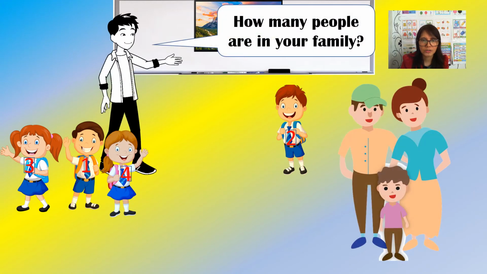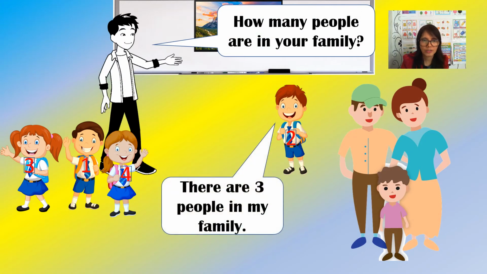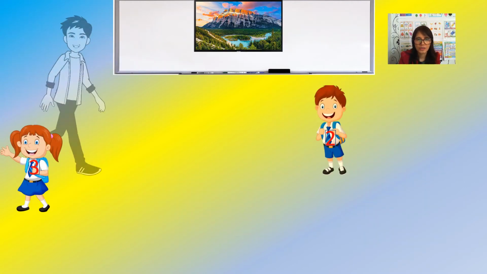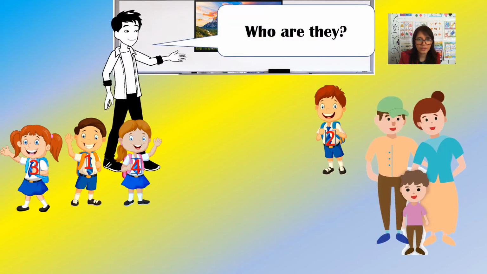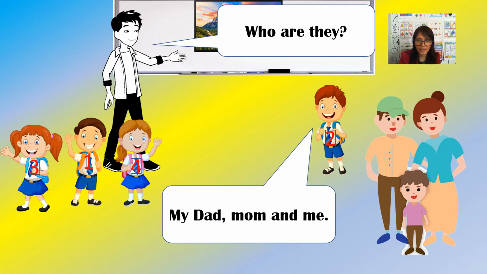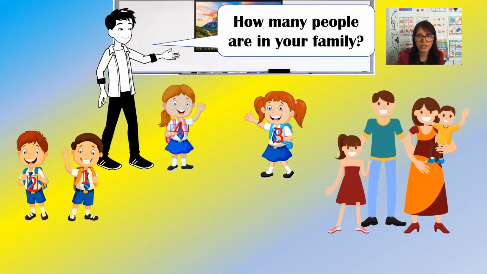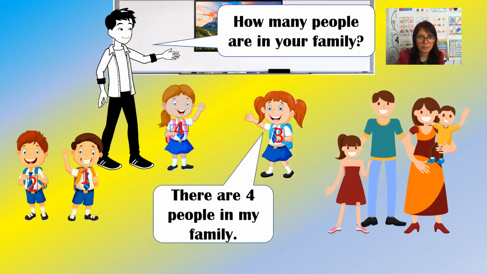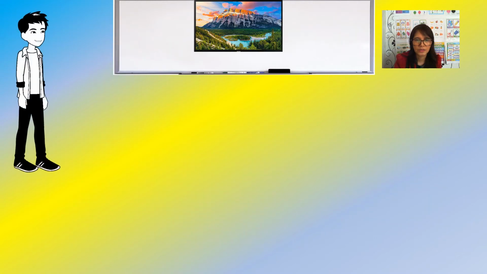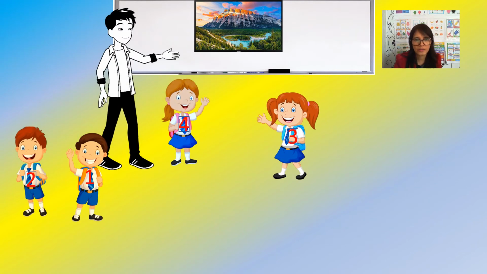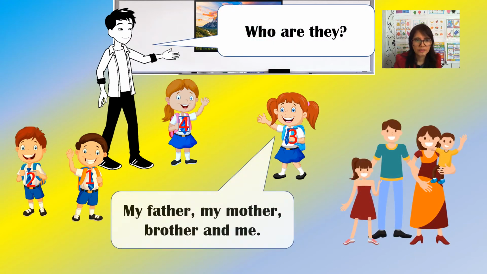Student number two. How many people are in your family? There are three people in my family. Who are they? My dad, mom, and me. Student number three. How many people are in your family? There are four people in my family. Who are they? My father, my mother, brother, and me.